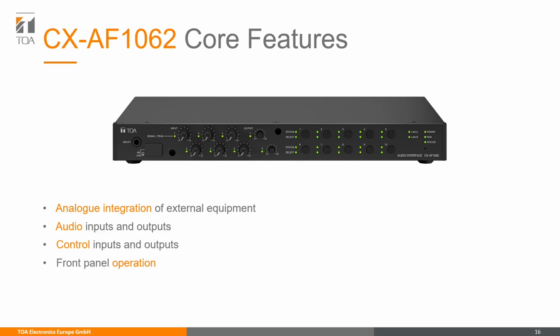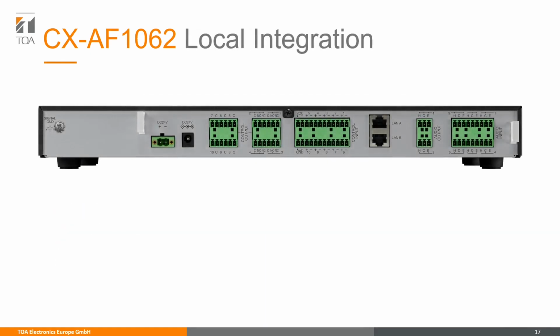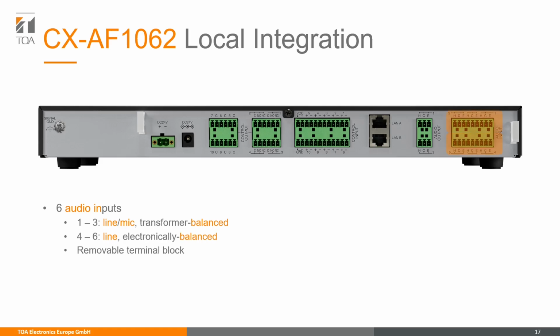panel. Let's have a look at the back of the device first, because this is where the most interesting features are. In the audio section, we have in total 6 audio inputs. The first 3 can be switched between line and mic level and are transformer balanced. The other 3 are purely line level and are electronically balanced. All of them are again connected via terminal block. We have 2 audio outputs. Both of them are balanced and again connected via terminal block.